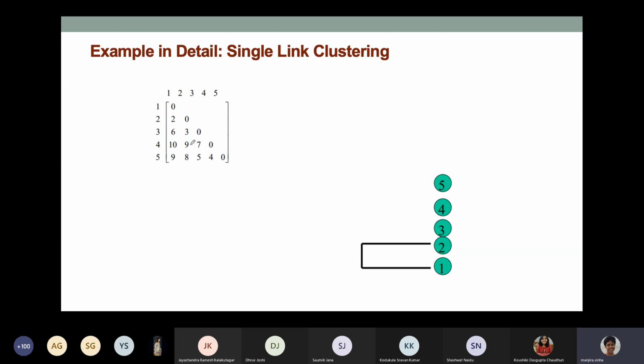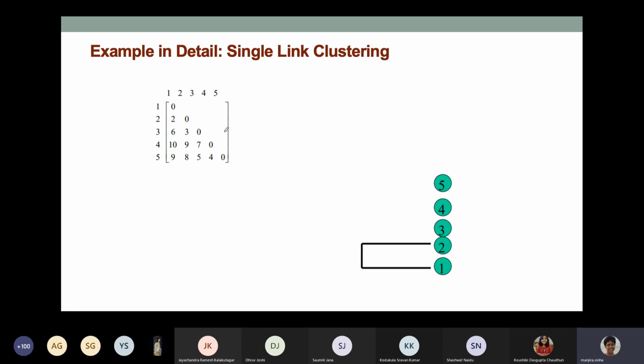So here 9 represents the edge weight between node 3 and node 4, or node 4 and node 2, and 3 and 4 is 7. Okay, because 4 and 4 is 0.